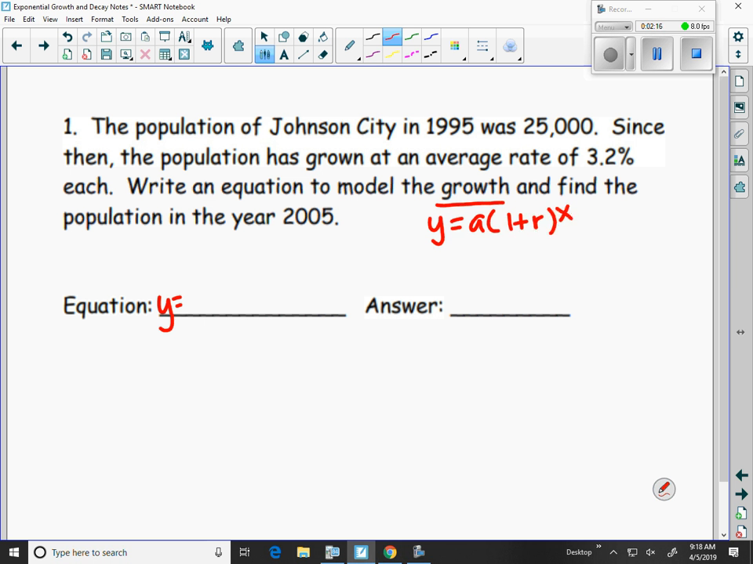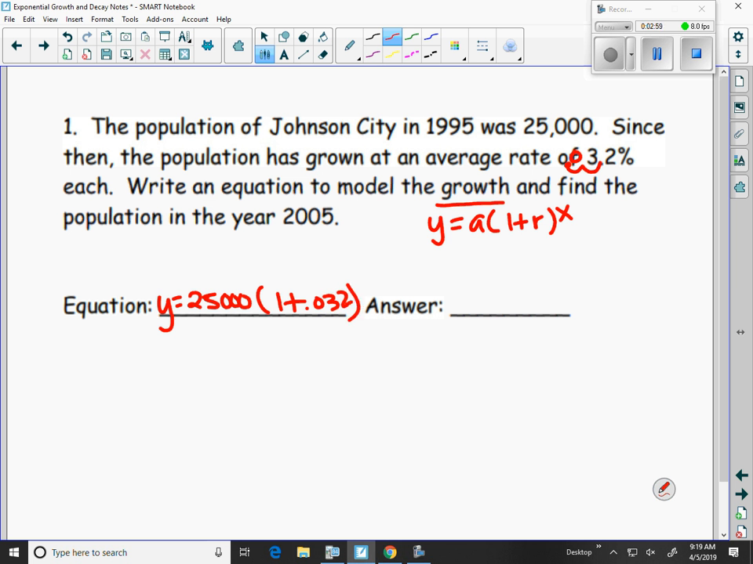What is our A or our initial amount? Kyle? 25,000. We started with 25,000 people. And it's growing by 3.2%, right? So that's going to be 1 plus. Now, you don't write 3.2, because 3.2 is the percentage. We need to write it as a decimal, which would be like a number out of 100. So all you do is you take that and you move the decimal place 2 to the left. So it would be 0.032.